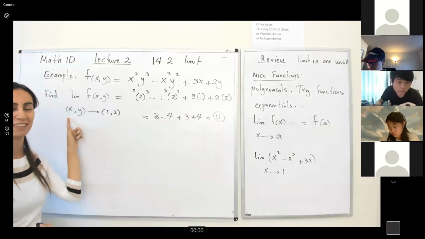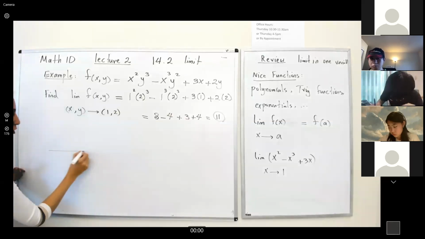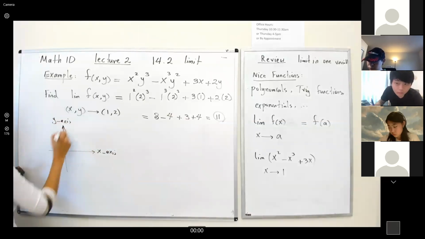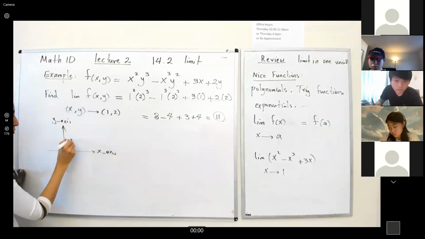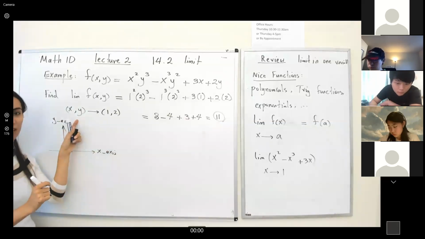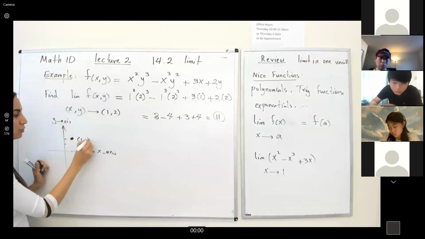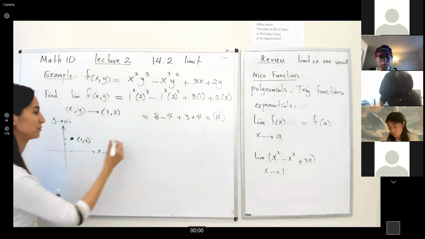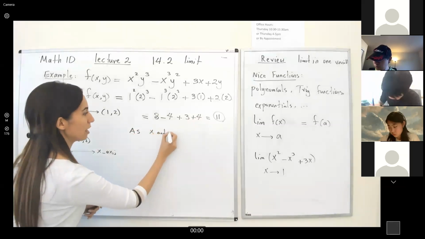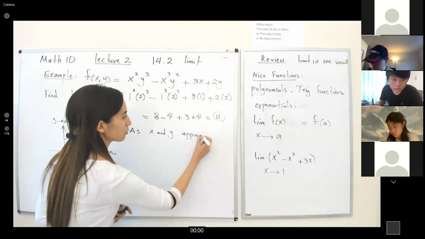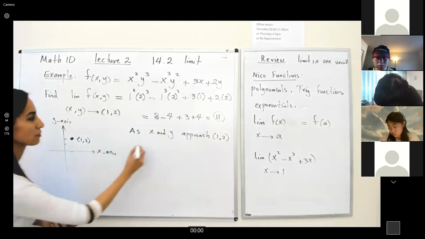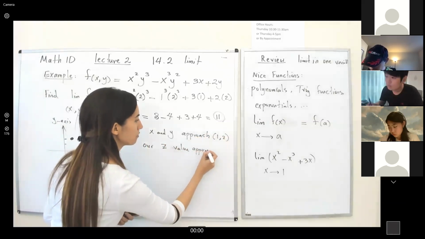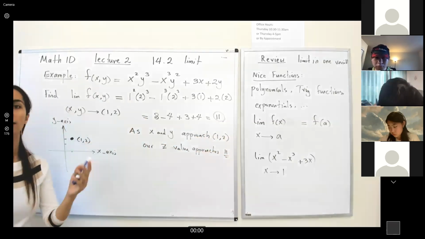As x and y in the xy plane approach the points 1 and 2, your z value is getting closer to 11. x and y approach 1 and 2, our z value approaches 11. That's the limit of the function.